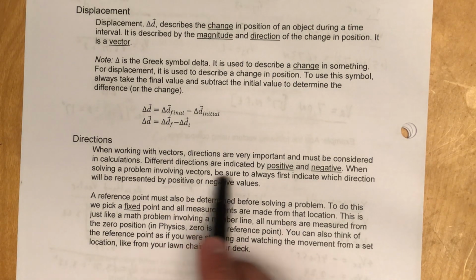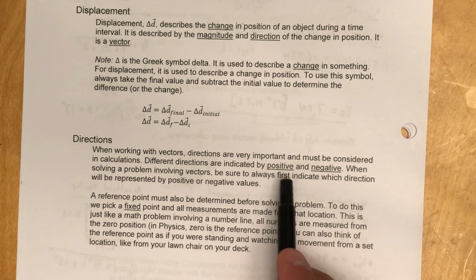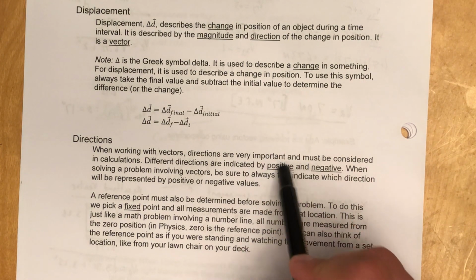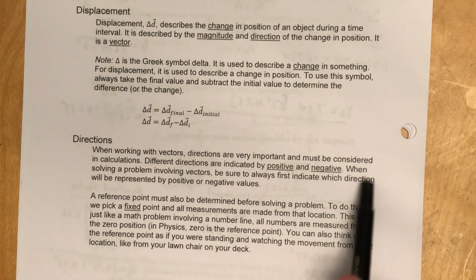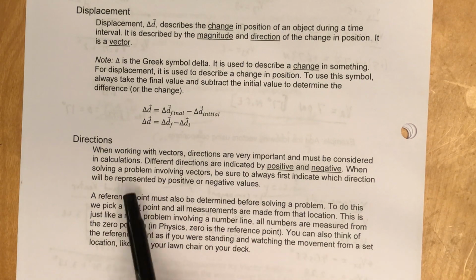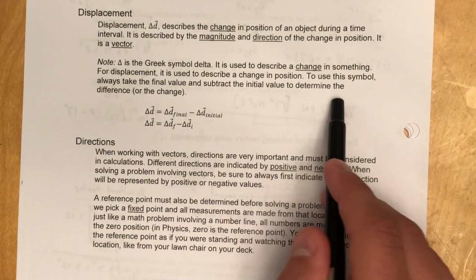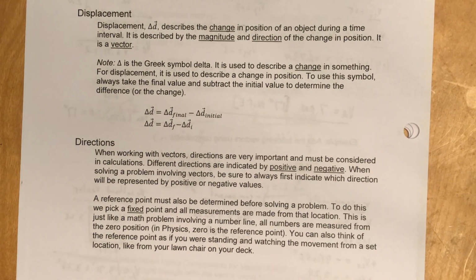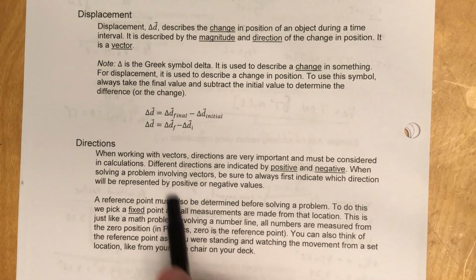Etc. Different directions are indicated by positive and negative, and we have mentioned this, but again, please keep in mind that for the majority of the time, unless otherwise stated, positive is always going to be the upwards direction or to the right. Negative is always going to be down and to the left. When solving a problem involving vectors, make sure to always first indicate which direction will be represented. So again, let's just assume that is going to be true in every case unless otherwise stated. So it's always positive up and to the right, down and to the left is negative. And again, it doesn't have to be down and to the left, it can be down or to the left.